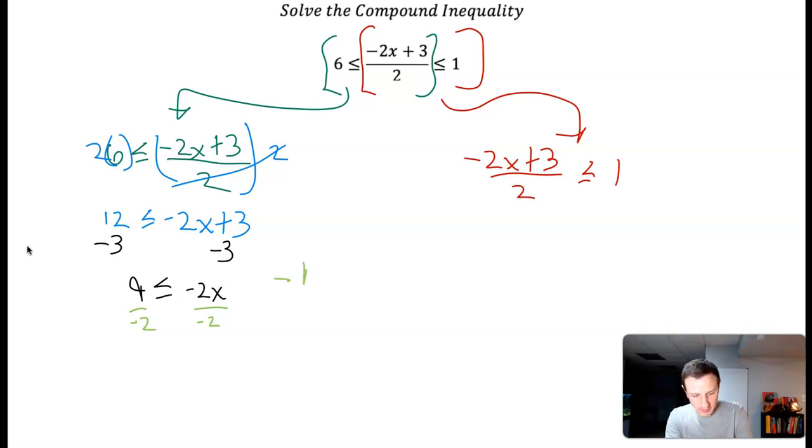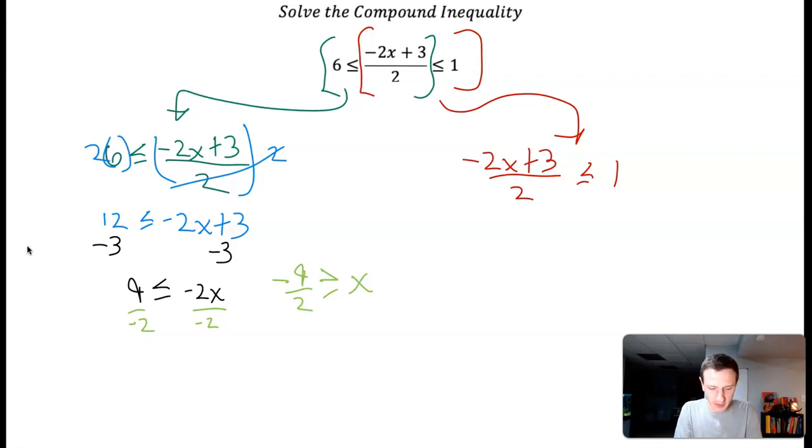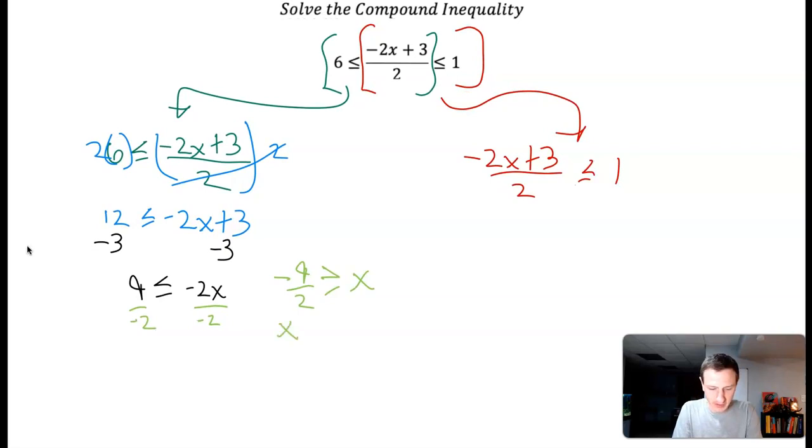So I'm going to have negative 9 over 2 greater than or equal to x. But that doesn't really help me understand what I'm actually looking at in terms of the solution. So here's how I'm going to write this. I'm going to write this as x is less than or equal to negative 9 over 2. Now notice what I did. I did not change the value of anything. I just rewrote it. See how the inequality is pointing at the x? Well, when I rewrote it, the inequality is still pointing at the x.